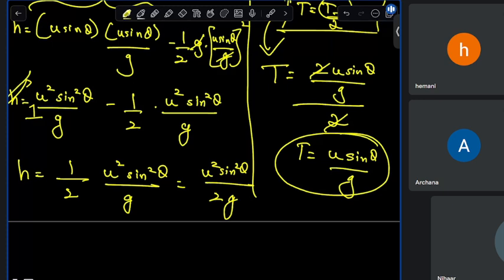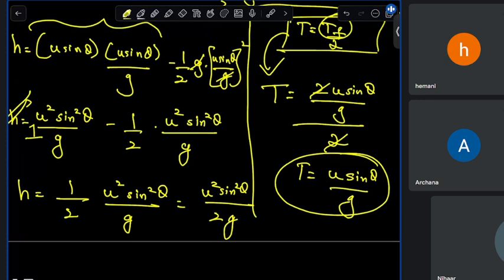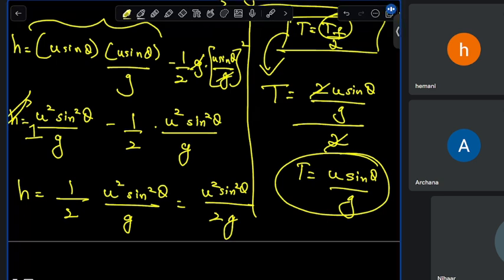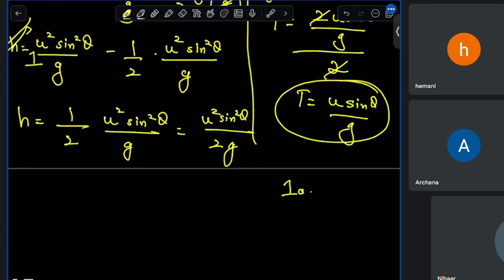So observe the letters properly. It's the same letters, correct? What letters? U square, sine square. Both are same. Two parts have the same letters, correct? What is changing? The numbers beside them. In the second part, it is 1 by 2. In the first part, there was no number, which means by default 1, correct? So what is 1a minus half a? Half a.